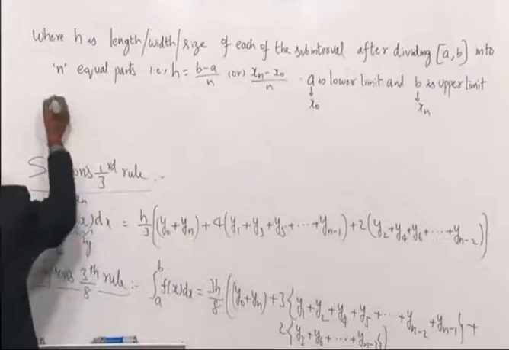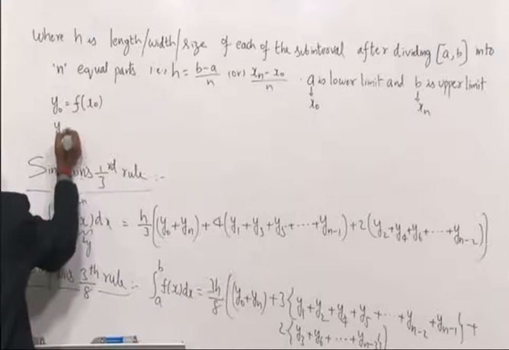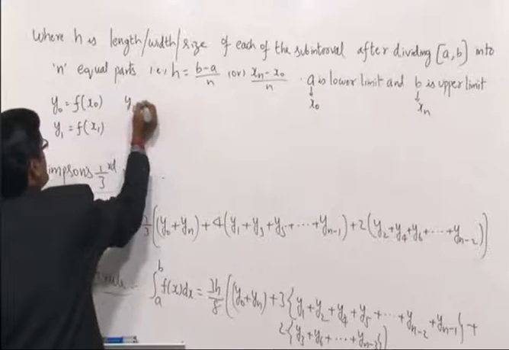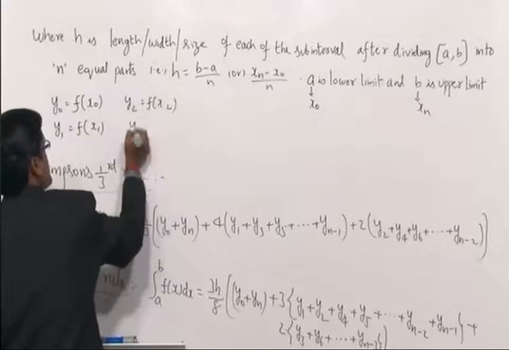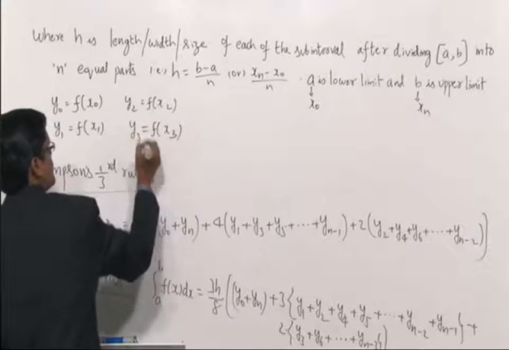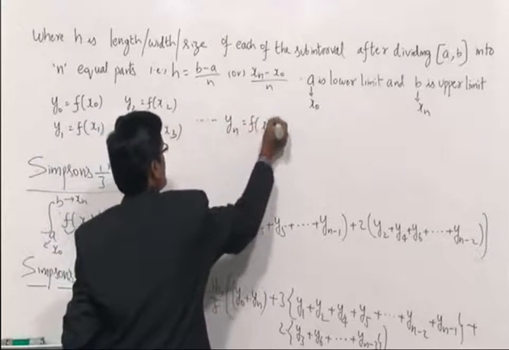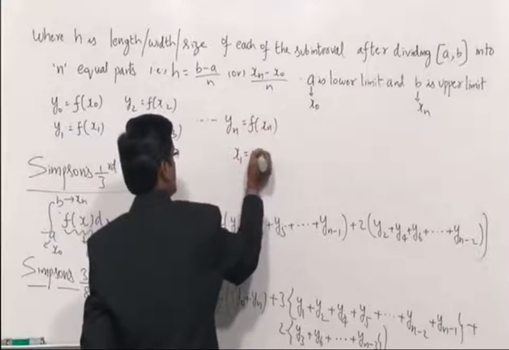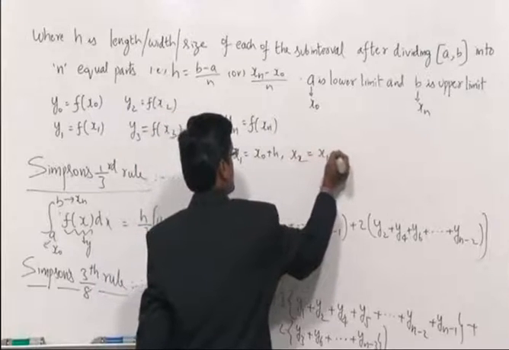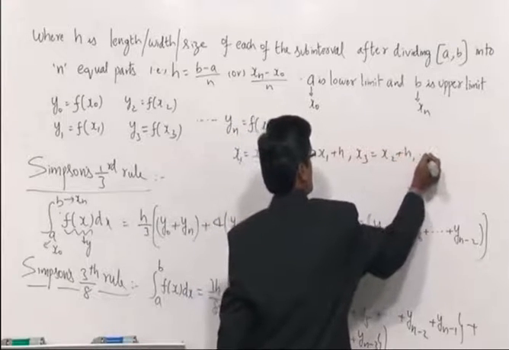Okay. Y naught is equal to f of x naught. Y1 is equal to f of x1. Y2 is equal to f of x2. Y3 is equal to f of x3. And so on, Yn is equal to f of xn. X1 is x0 plus h, as I have already given. X2 is x1 plus h, X3 is x2 plus h, and so on.